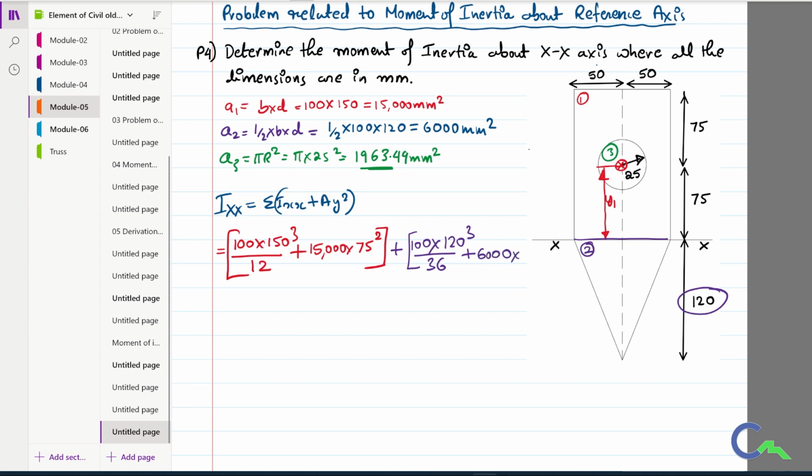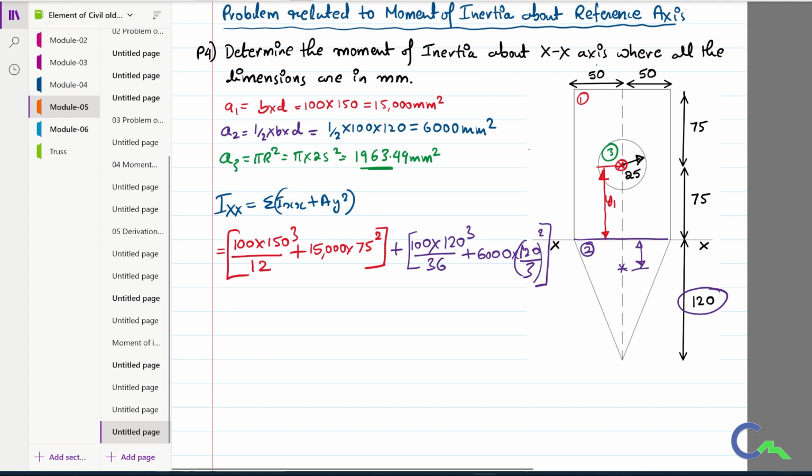Now I want the distance from the reference axis, that is the x axis, to the centroid of the triangle. We did the derivation, and we know that if I have a triangle of height d, from the base the centroid of the triangle is at a distance of d by 3. Similarly, in this case, the depth of the triangle is 120, so that is 120 divided by 3 whole square. That is the second term.